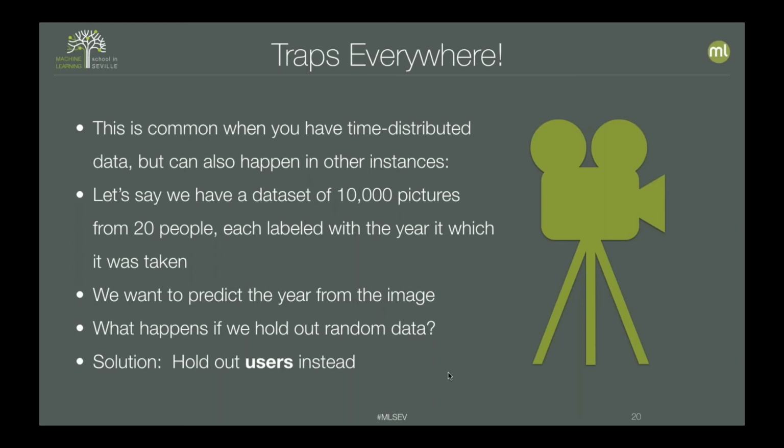Let's say we have a data set of 10,000 pictures from 20 people, and each was labeled with the year in which it was taken. So we're trying to predict the year from the image using things like the dye fade, borders on the photo, the watermark on the paper that was used, any sort of printing with the date. We're just trying to estimate the year it was taken from any information we can get from the image.